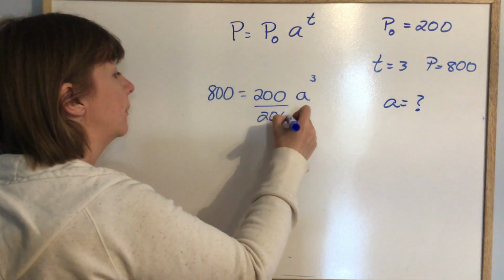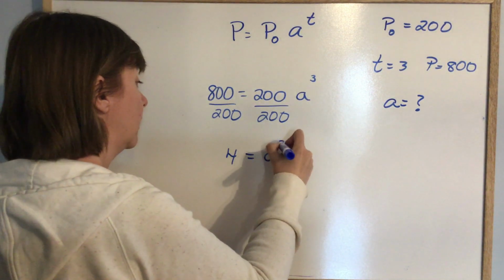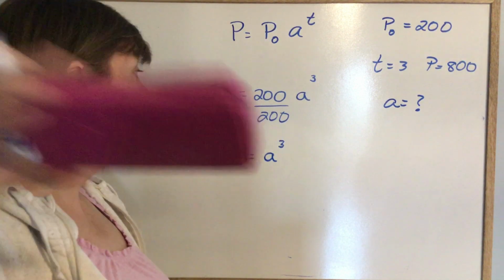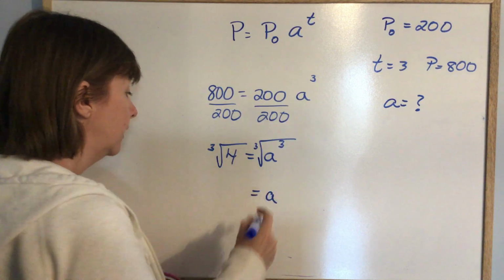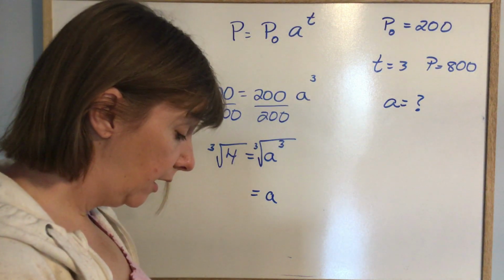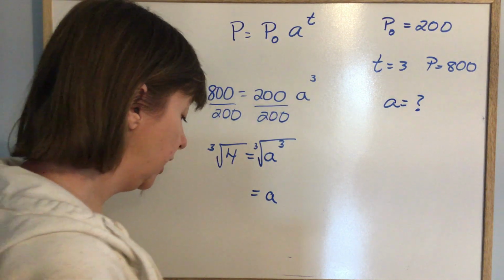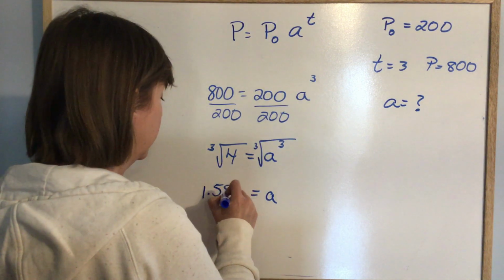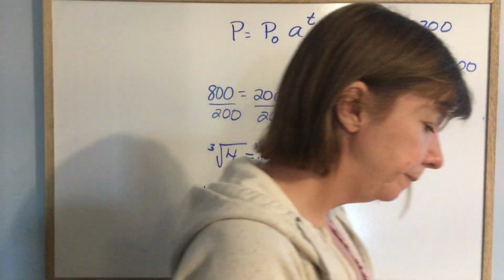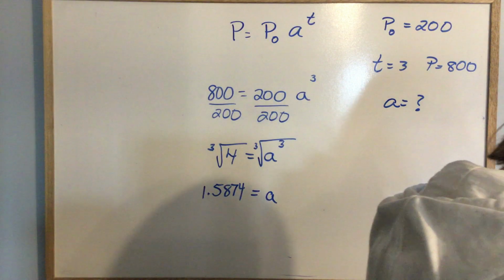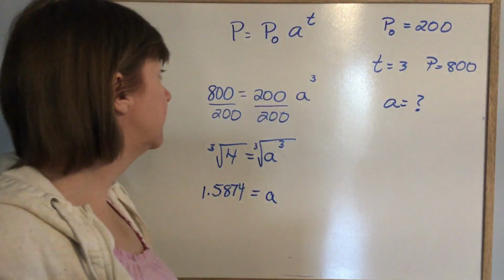So if I divide this side by 200 and I divide this side by 200, I end up with 4 is A cubed. So if I just take the cube root of this side and the cube root of this side, I get that A is 1.5874. And it keeps on going, but that's a significant amount of numbers, so we'll leave it there. So that's part A. Part B, how long will it take the population to double?